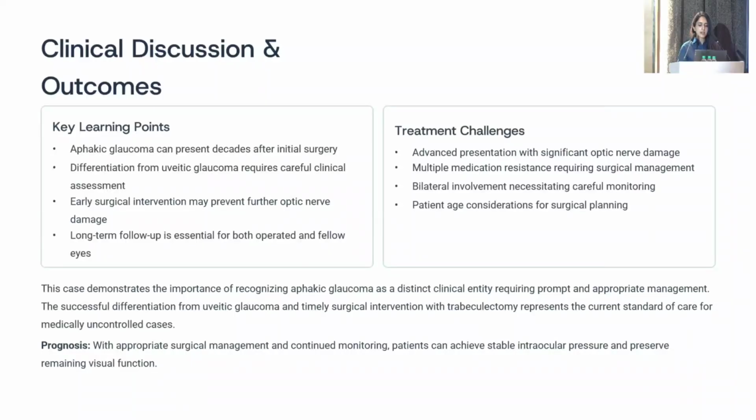Advanced presentation and significant optic nerve damage were the challenges. Multiple medication resistance, bilateral involvement necessitating careful monitoring. This case demonstrated the importance of recognizing aphakic glaucoma as a distinct clinical entity requiring prompt and appropriate management. The successful differentiation from uveitic glaucoma and timely surgical intervention with trabeculectomy represents the current standard of care for medically uncontrolled cases. Thank you.